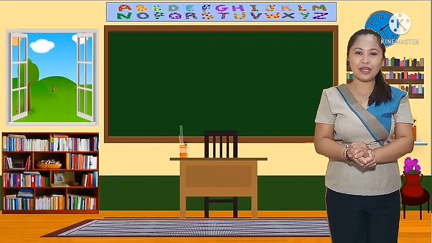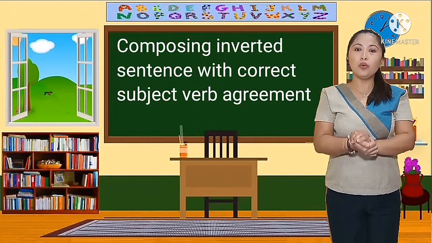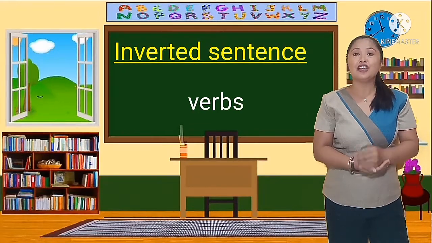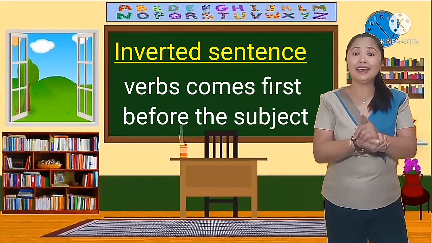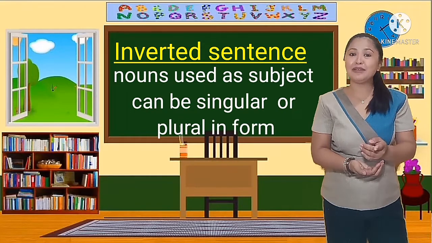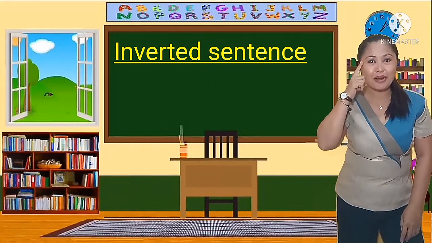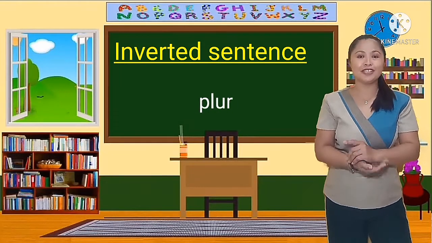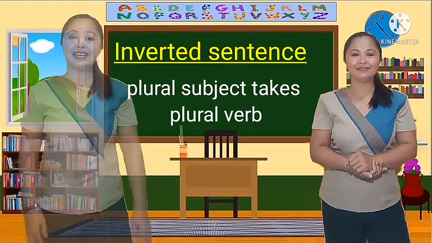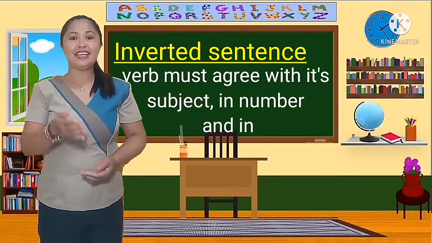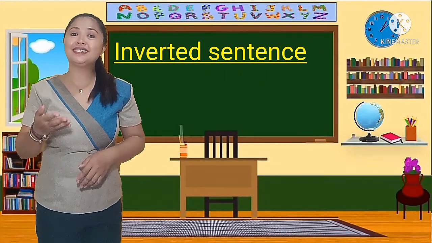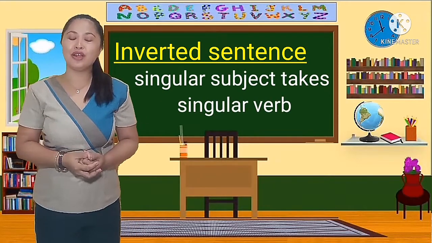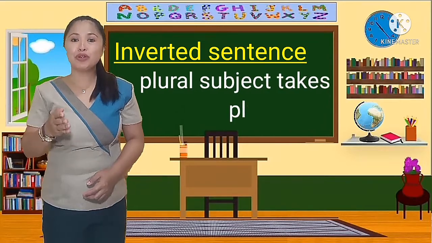We have discussed last week about composing inverted sentences with correct subject-verb agreement. We have learned that in an inverted sentence, the verb comes first before the subject. The nouns that serve as the subject may either be singular or plural in form. Remember to keep in mind, when the subject is singular, it must take a singular verb. When the subject is plural, it must take a plural verb. A verb must agree with its subject in number, in person, even when the sentence is in inverted order. Again, singular subject takes a singular verb, while plural subject takes a plural verb.